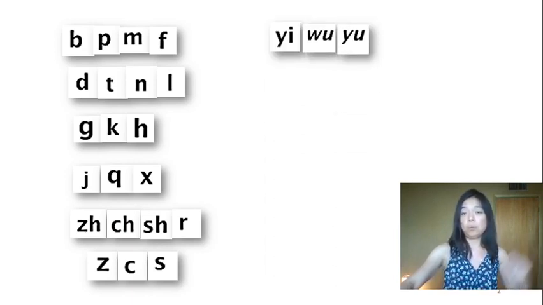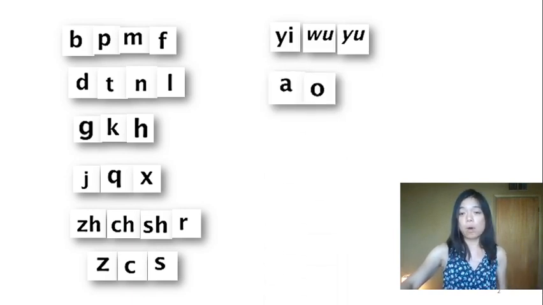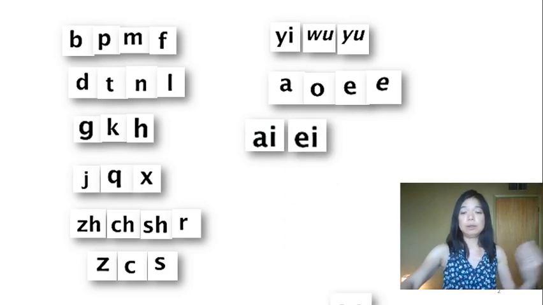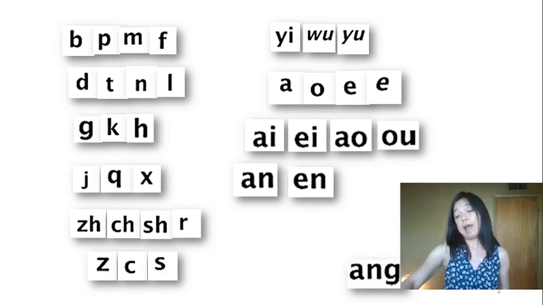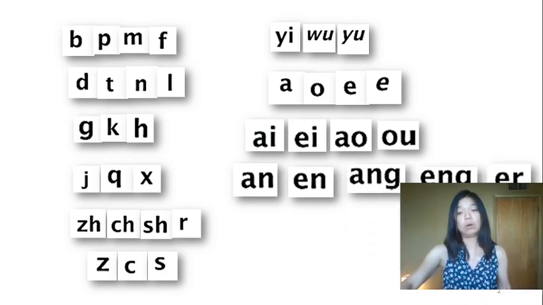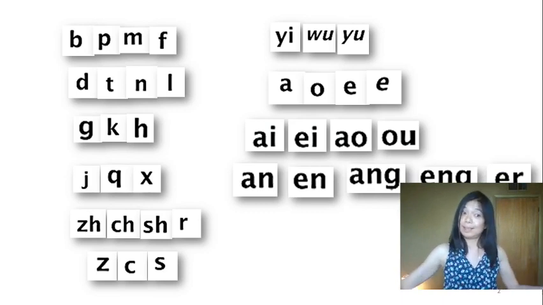tu, nu, le, ge, ke, he, ji, qi, xi, zhi, chi, shi, yu, zi, si, yi, wu, yu, a, o, e, an, en, ang, ong, ai, ao, ou. That's how you sound it.